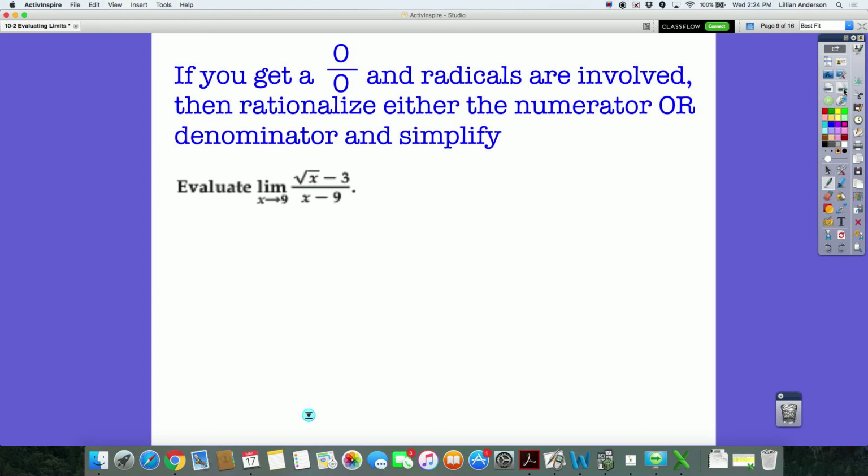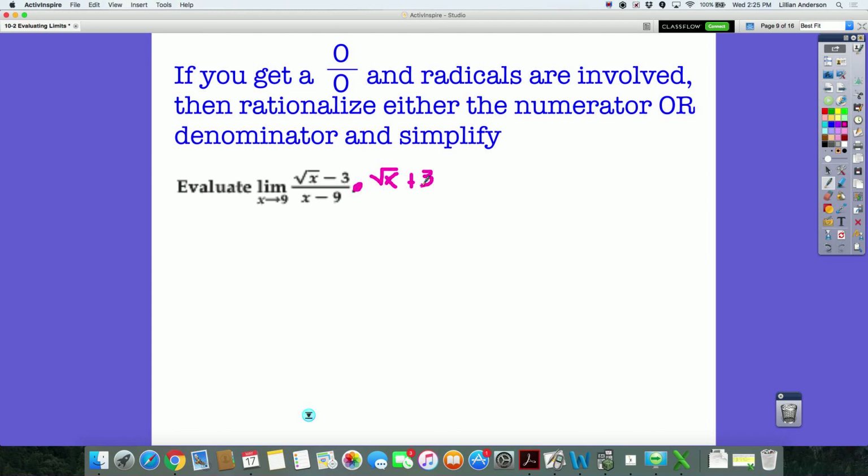Now, this one, you have to rationalize. Who remembers doing this way back? What do I have to multiply by to rationalize this? The conjugate, which would be what? The square root of x plus 3. You always multiply by the conjugate. The conjugate is always wherever the root is. So that's why I said the numerator or the denominator.